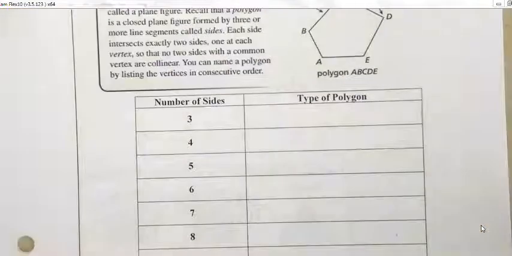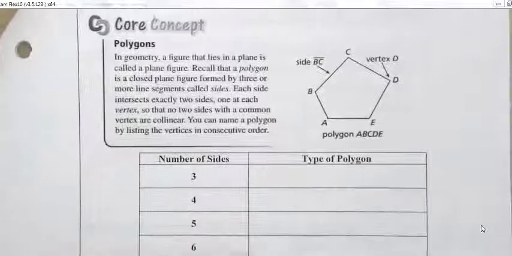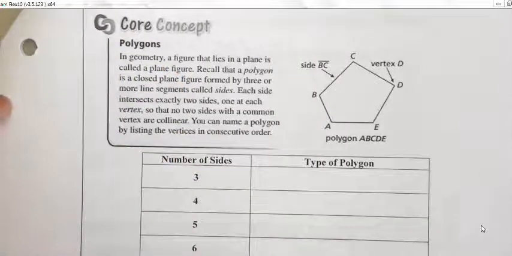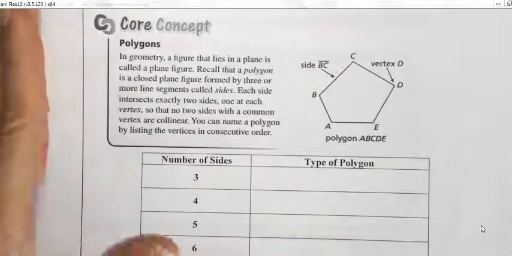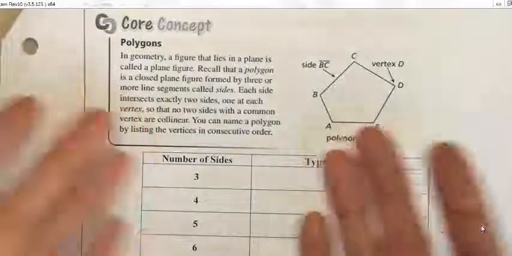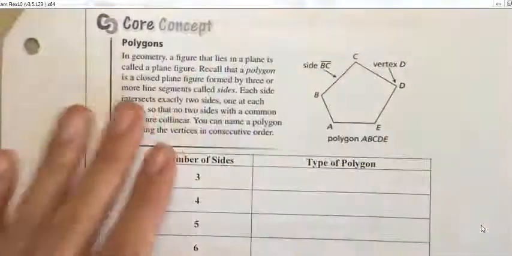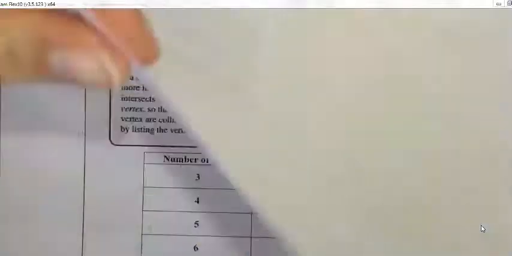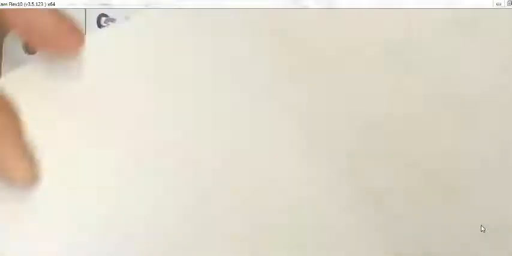All right. Moving on. Polygons. So we're going to name some polygons today. In geometry, a figure that lies in a plane is called a plane figure. So that means that they're 2-dimensional. They're not 3-dimensional. Remember, imagine a plane like your desk, right? It's just this flat thing. It doesn't pop up at all. It doesn't project out at you. Think of it like a piece of paper. There's no real thickness to a piece of paper.